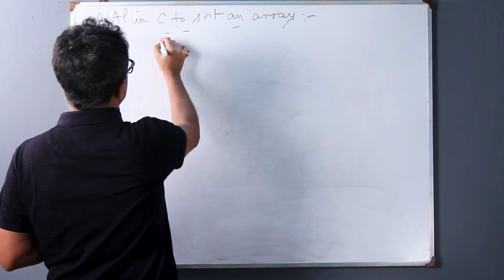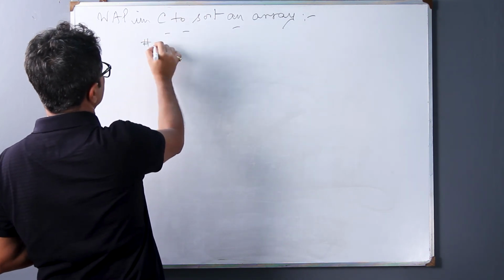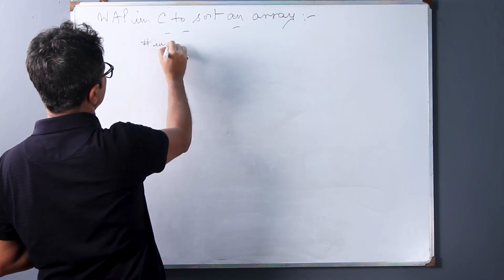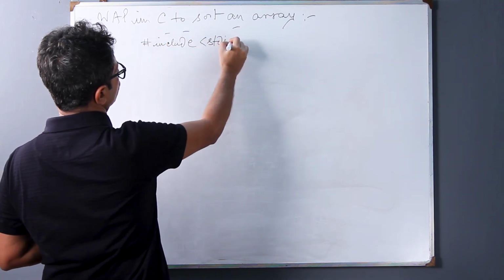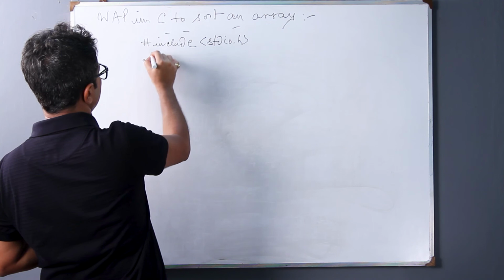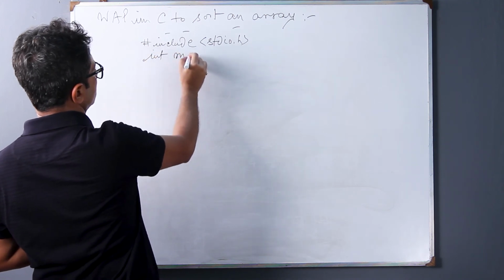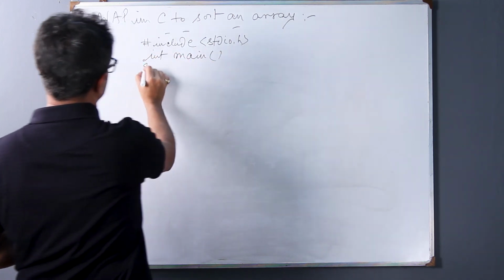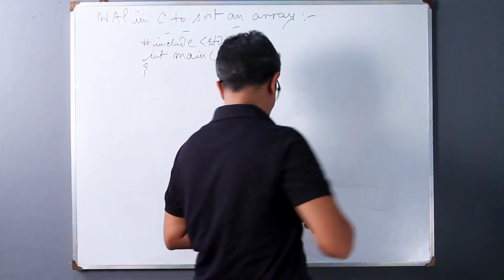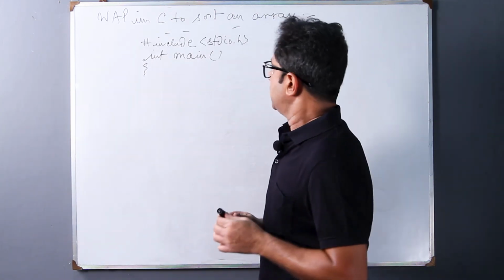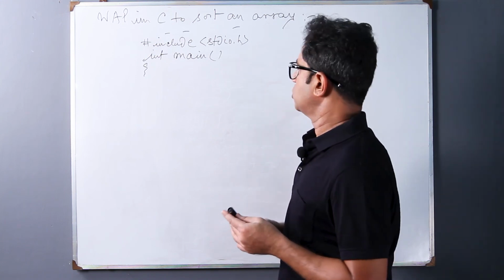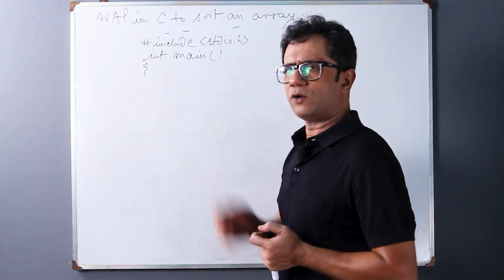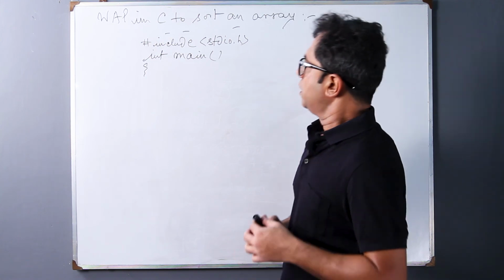So we will start from the file inclusion directive #include <stdio.h>, int main. And how many variables are we going to take? Suppose the user wants to enter how many elements he or she wants to enter. So for that we are going to take a variable n.